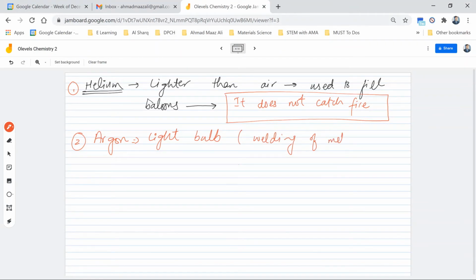So you want me to skip neon? Okay, fine, yeah, we'll do that. Okay, let's do this with argon, and then I'll go to neon as well. Welding of metals. Why? Because it is unreactive.